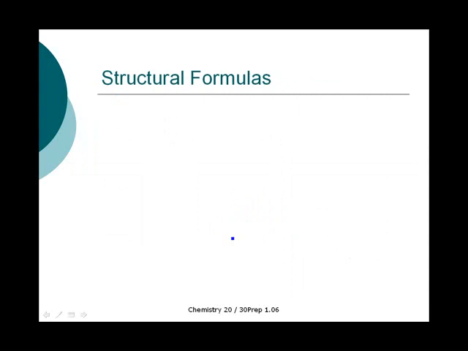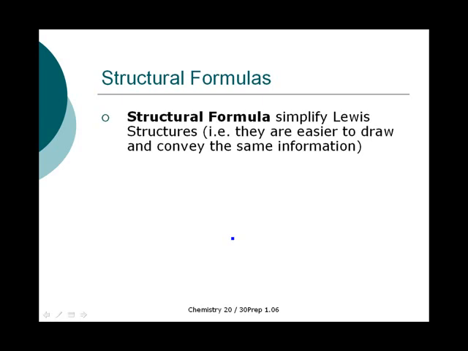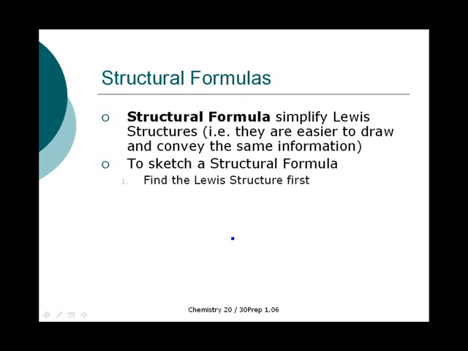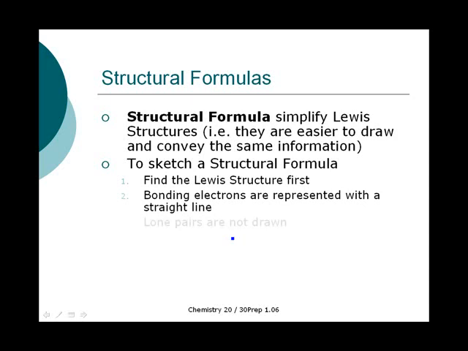Now, Lewis structures are fine, but they're kind of sloppy and messy, so we often replace them with structural formulas. What structural formulas are is they simplify the Lewis structure while still conveying the same information. So first we still find the Lewis structure. It's important to always find that Lewis structure so that you know how those atoms are bonded together. Once you have your Lewis structure, all of your bonding electrons are going to be represented by straight lines between the atoms, and your lone pairs are no longer drawn. So that's the part of the information that goes missing.